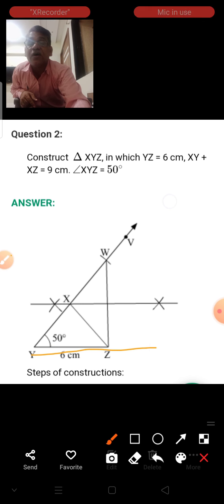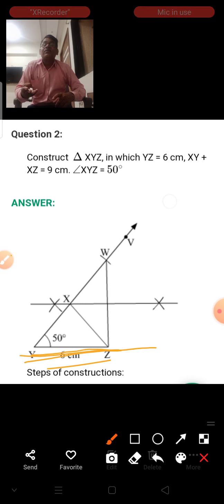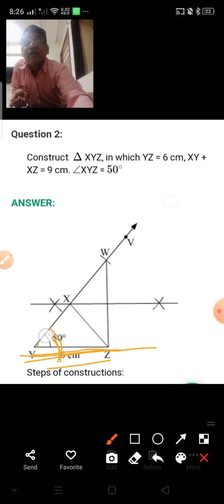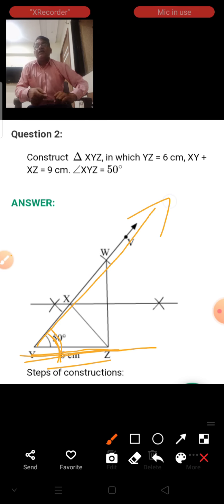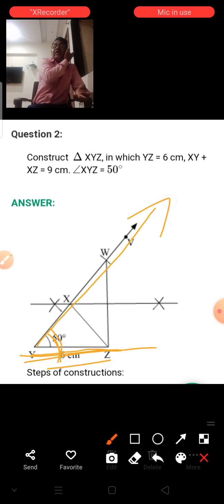You have to draw base 6 cm. Okay. Now after that, the given angle is Y. Y angle is given. So make a Y angle of 50 at Y. So this angle you have to make and draw this line, ray. This is called Y. You give the name there, YV.